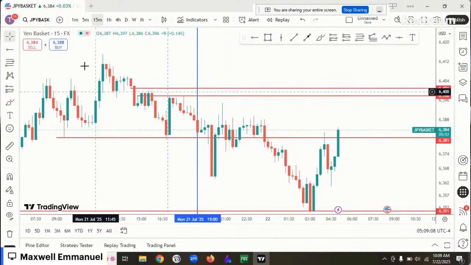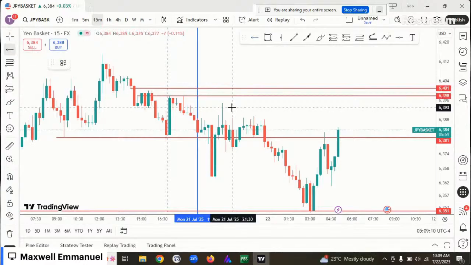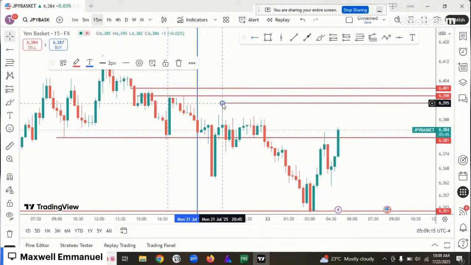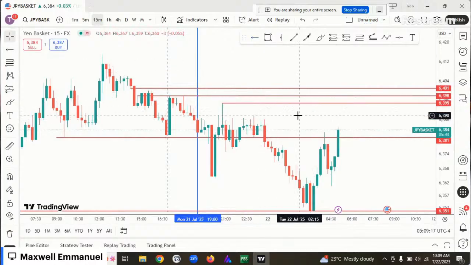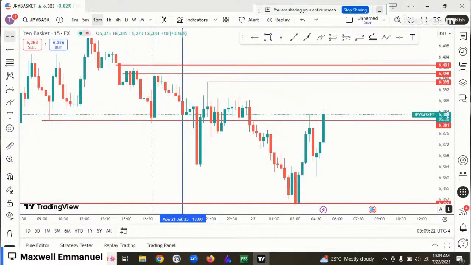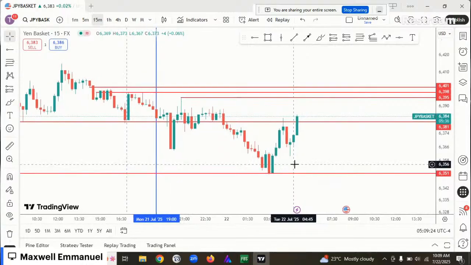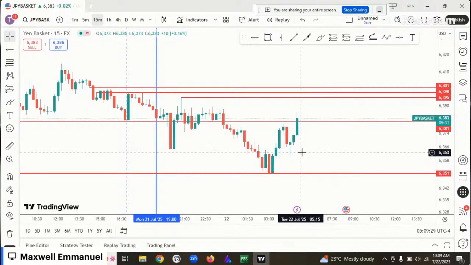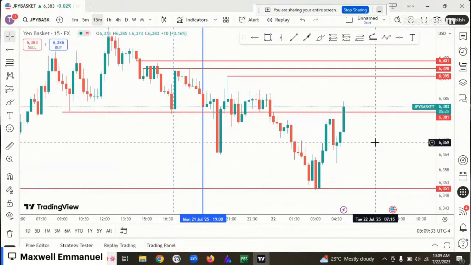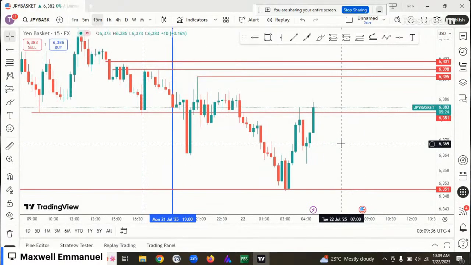I'm sure they're going to come sweep the liquidity residing at these previous highs, and ultimately they will come for this. So this would be a very good area to consider. I think that is the reason for the current pullback we're seeing in the market. So that's my take on yen. Bearish. Wait for price to come into this zone before you take a sell on yen basket. I am bullish on the dollar, bearish on yen. So USD/JPY should be bullish.